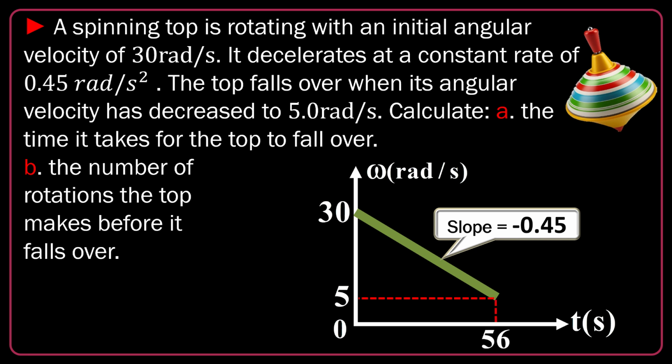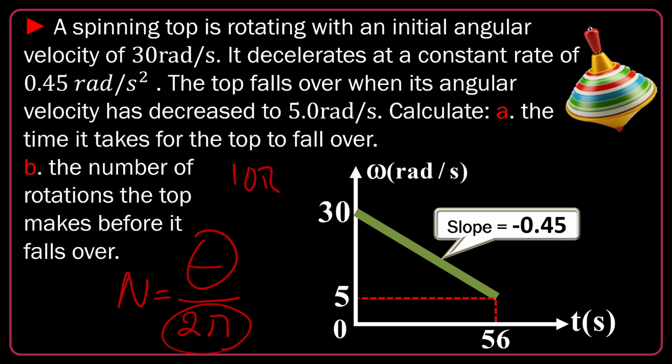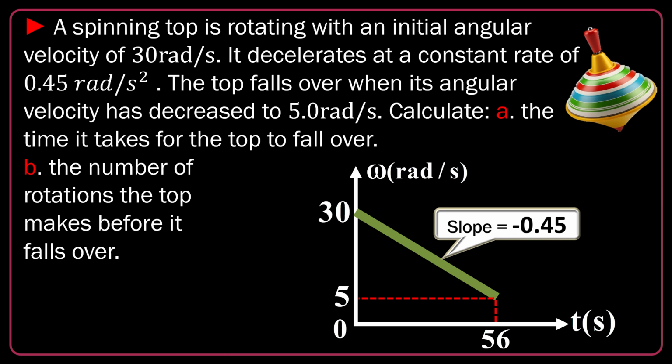Part B. The number of rotations the top makes before it falls over. Number of rotations, again, will be the total angular displacement, as I mentioned, divided by 2 pi, because each 2 pi is a complete revolution. So maybe 10 pi divided by 2 pi will give you 5 revolutions. Anyway, I don't know how many revolutions it may have.